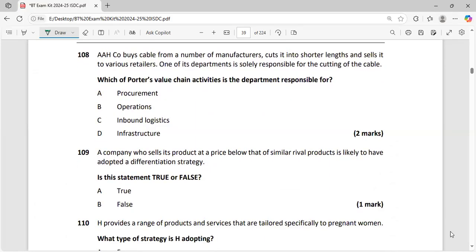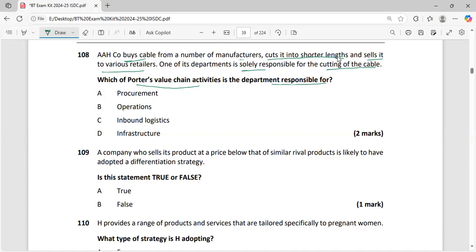AAH company buys cable from a number of manufacturers, cuts it into shorter lengths and sells it to various retailers. One of the departments is solely responsible for the cutting of the cable. Which of the Porter value chain activities is the department responsible for? So what are they doing?